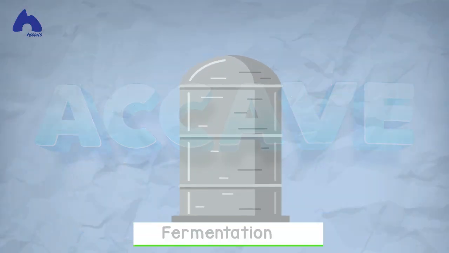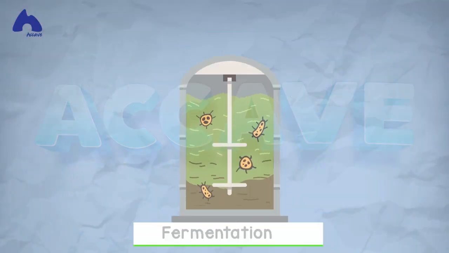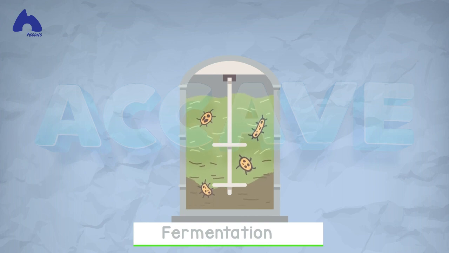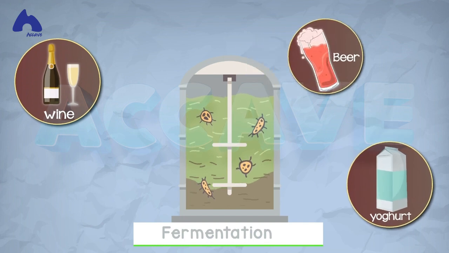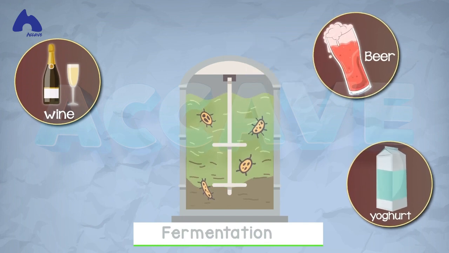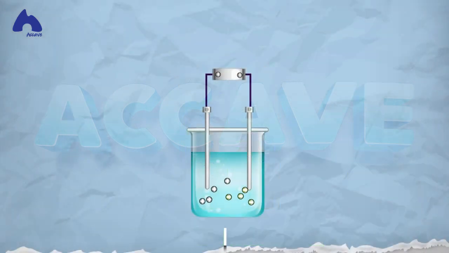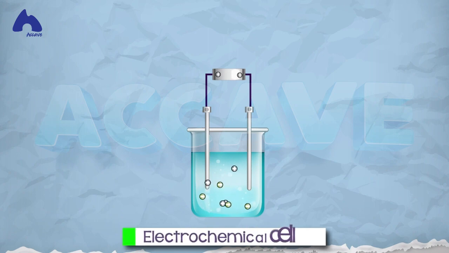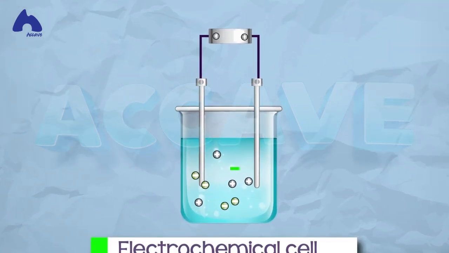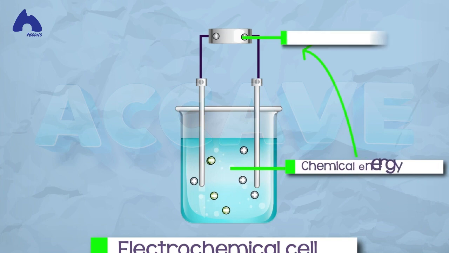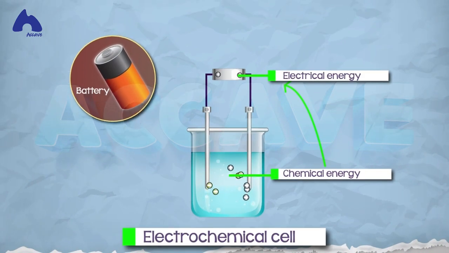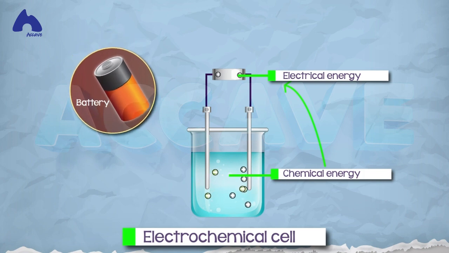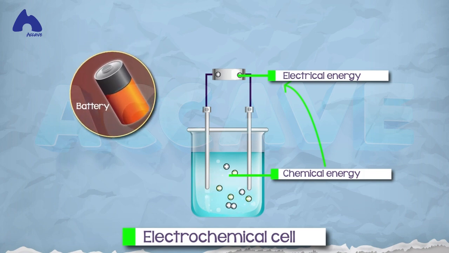Fermentation is a natural process that happens when bacteria break down sugar in foods or drinks, and they are used for making drinks like wine, yogurt, and beer. The last example of chemical changes we will consider is the change that occurs in an electrochemical cell. An electrochemical cell is simply a device that turns chemical energy into electrical energy. A good example of this is the battery you use to power the remote controller of your television or the battery of your phone, etc.